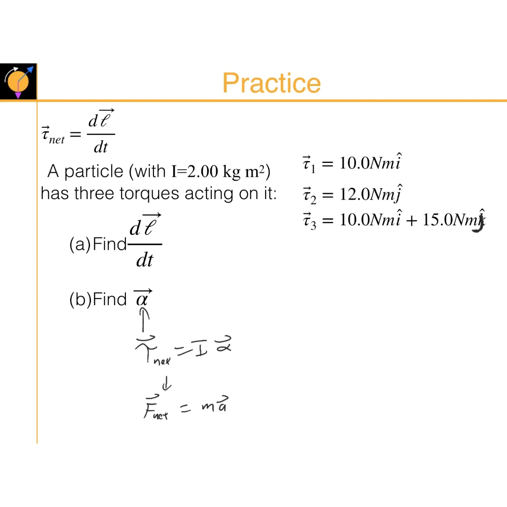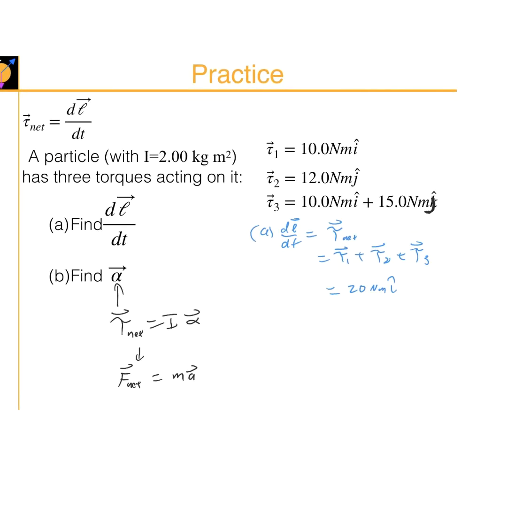So first, let's do part A, where what we want, dL/dt, is equal to the net torque. So it's just equal to torque 1 plus torque 2 plus torque 3. If we look at the x components, there are 2 of them. They add up to 20 Newton meters in the i hat direction. And then we add up all the j components. There's a 12 and a 15. So that adds up to 27 Newton meters in the j hat direction. So that's our answer to A. The rate of change is the net torque.